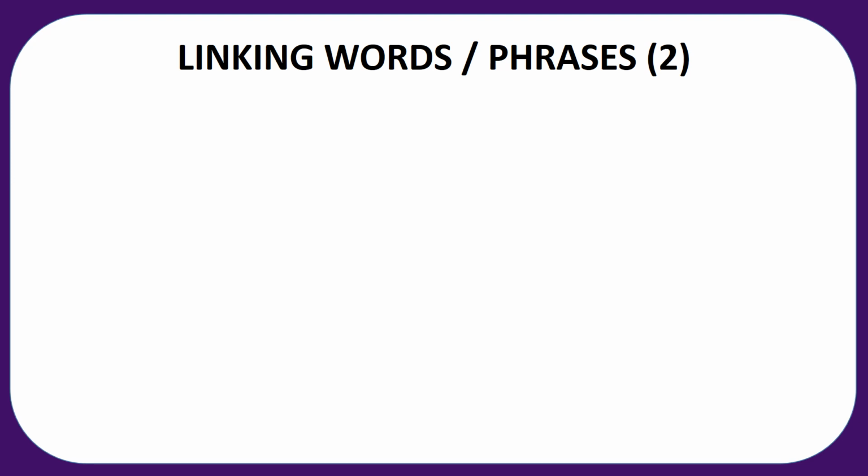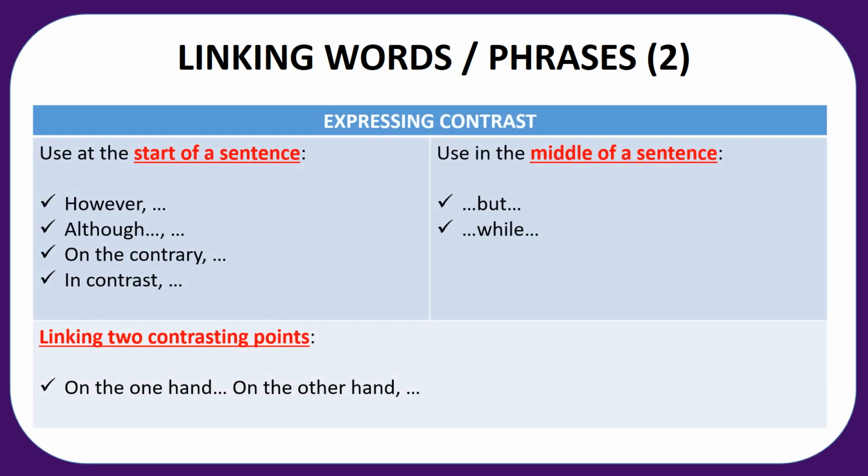If you are expressing contrast, meaning the opposite idea, okay, yang berlawanan, then if it's at the start of a sentence, you can use however, although, on the contrary, or in contrast. Or if you are using it in the middle of a sentence, you can use but or while. And then if you are linking two contrasting points, you can mention the first point with on the one hand, and then when you are mentioning the opposite one, you can say on the other hand, right?